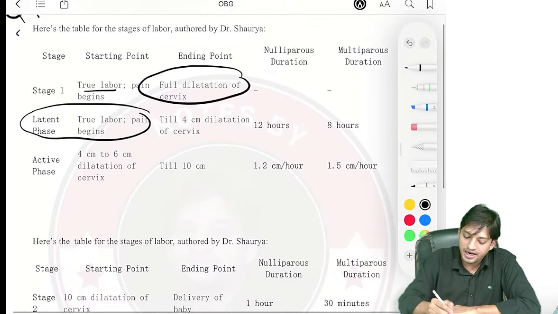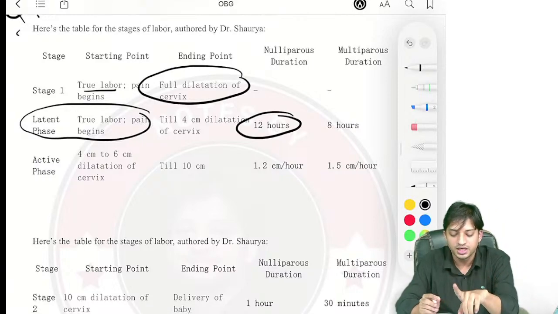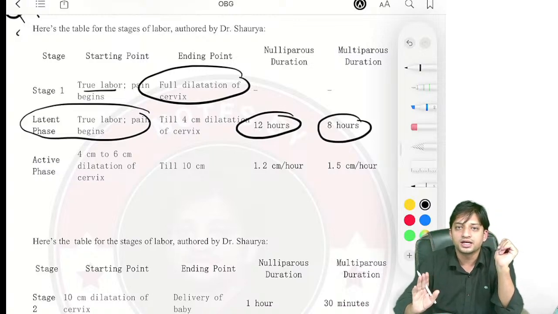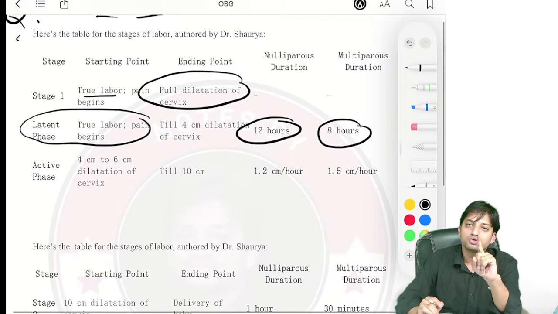Now, in nulliparous women, they have asked you about the duration. It generally takes 12 hours for the latent phase. In multiparous women, it takes 8 hours. Done. Coming to the active phase of labor.